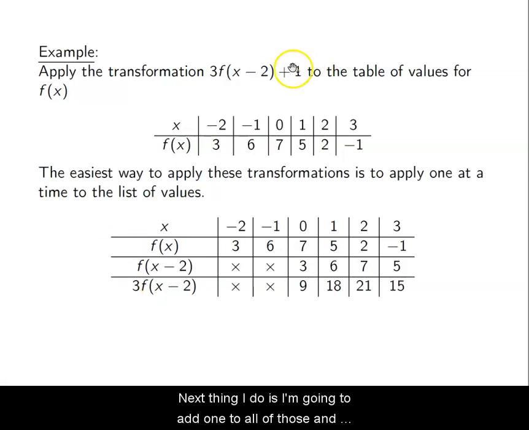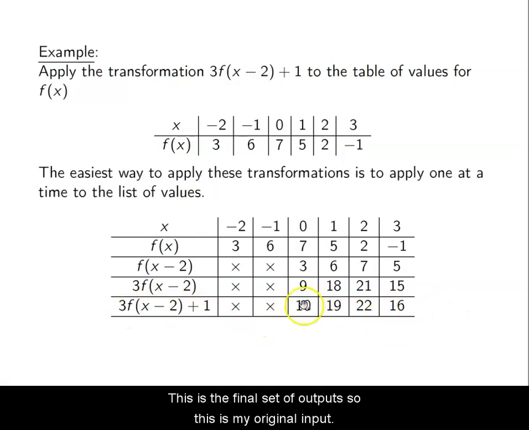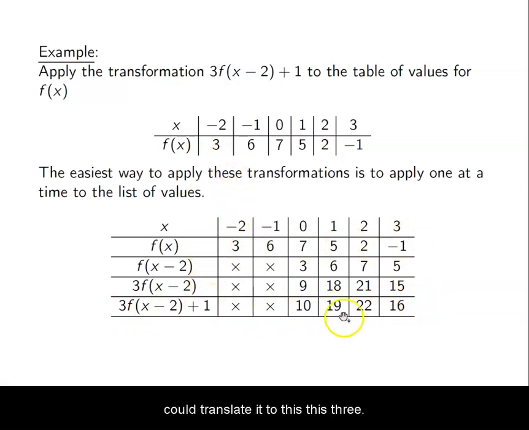The next thing that I do is add 1 to all of those, and that will complete my transformation. So I'm going to have 10, 19, 22, and 16. This is the final set of outputs. So this is my original inputs, and I'm applying this transformation here. This is the new set of values I have out. So these values get translated to this.